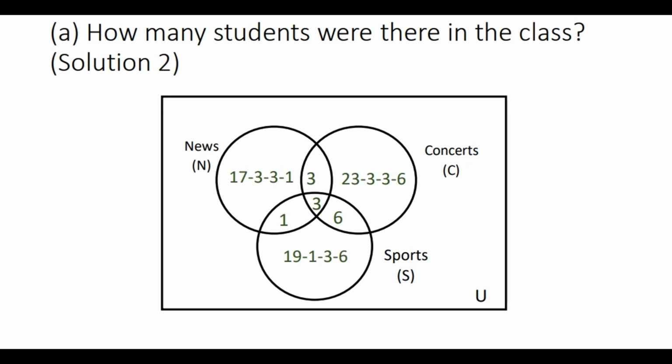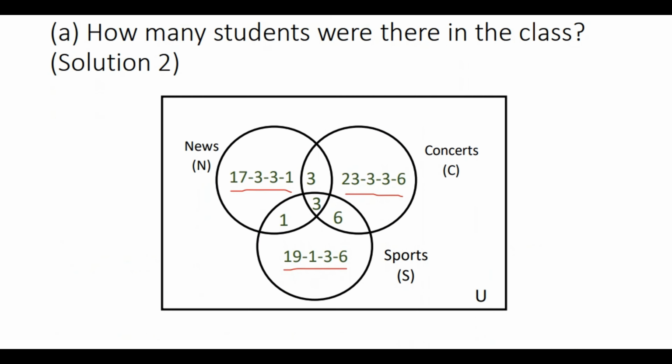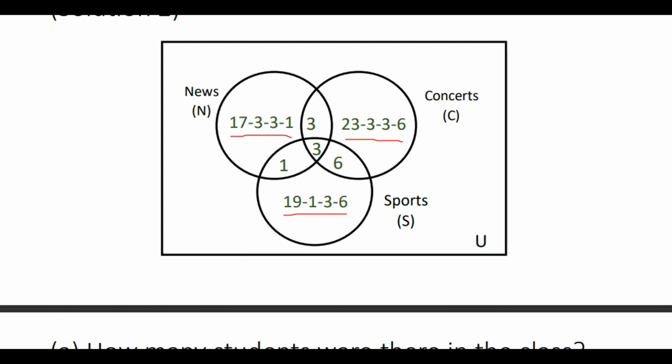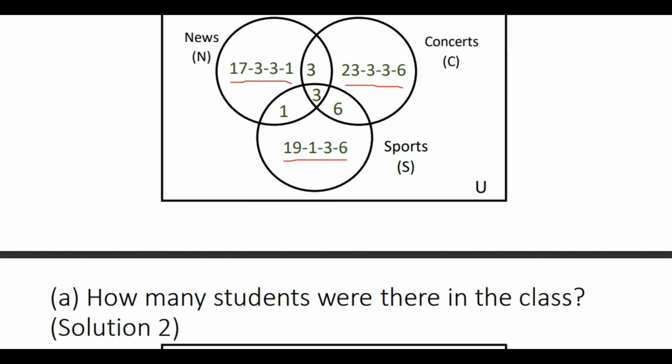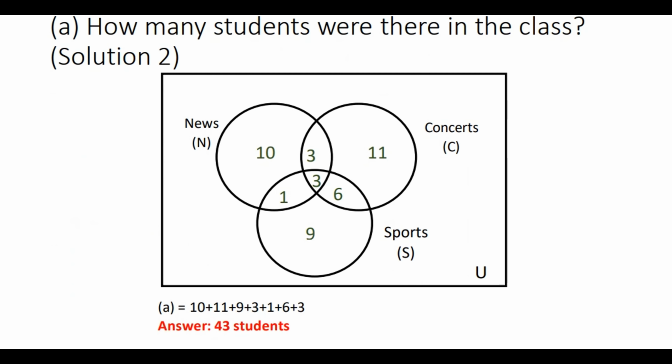Then followed by the outer part. From the total of the news, 17, we need to subtract 3, 3, and 1, giving us 17 minus 3 minus 3 minus 1. For concert, also from the total of 23, we need to subtract 3, 3, and 6. 23 minus 3 minus 3 minus 6. And for sports, we need to subtract from 19 the 1, 3, and 6. So that is a typical solution for a Venn diagram problem. It's tedious, as you can see. We start from the middle, then we work our way to the outer part of this Venn diagram. So giving us the values 10, 11, and 9.